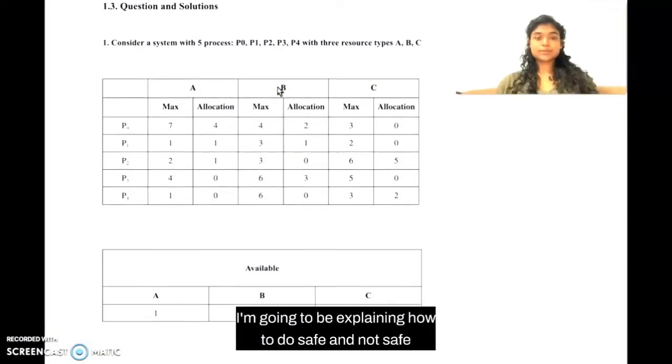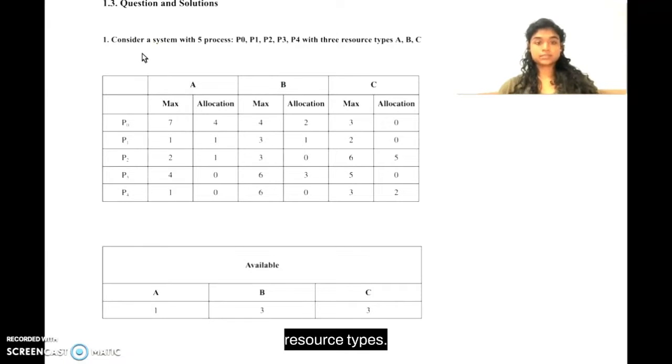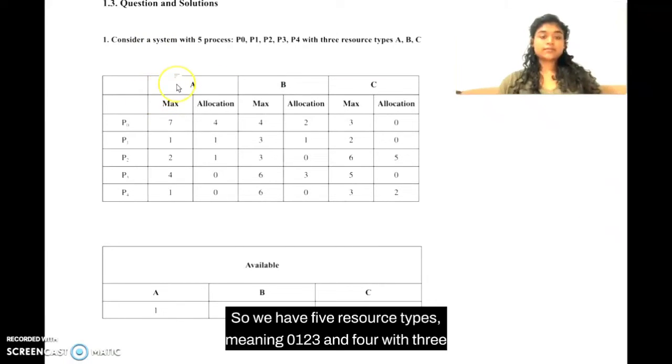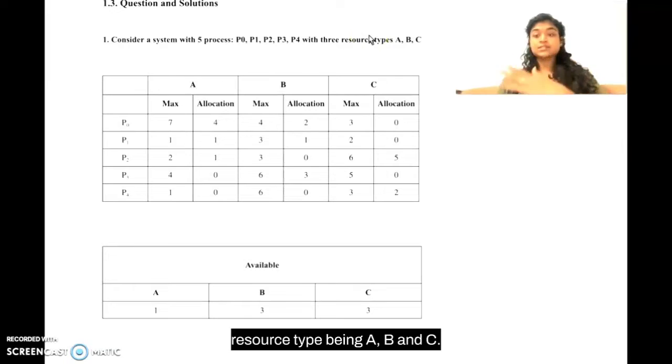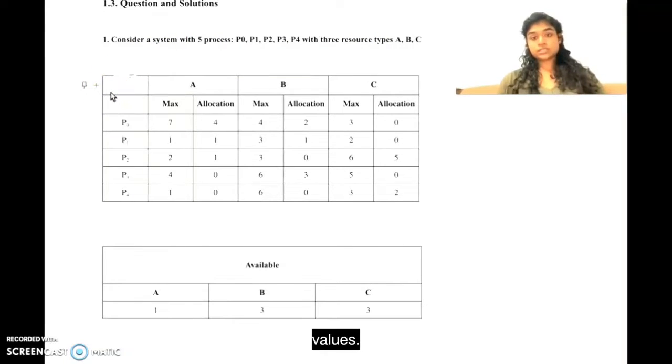Hi guys, I'm going to be explaining how to do safe and not safe algorithm checking. In this question we have 5 processes with 3 resource types. The processes are 0, 1, 2, 3, and 4, and the 3 resource types are A, B, and C. We have a question and all these values are already given.